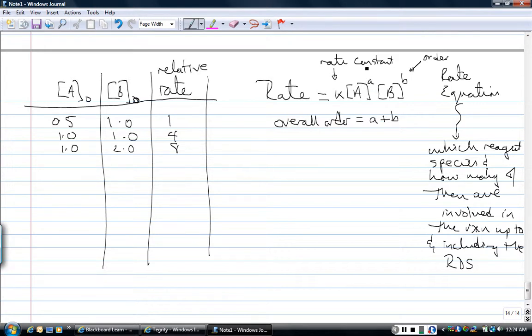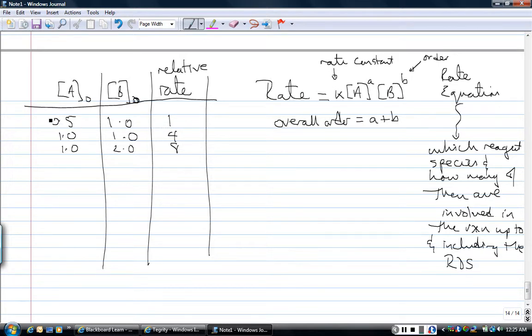So how do I get little a and little b? Here's what I do. It turns out whatever I do to the concentration of one reagent, I do to the rate raised to the power of the order of the reaction with respect to that reagent. I'm going to say it one more time and then I'm going to illustrate. Whatever I do to the concentration of a reagent, I do to the rate of the reaction raised to the power of the order of the reaction with respect to that reagent.